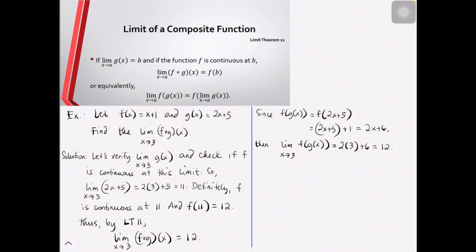If you don't know about this limit of a composite function, this is one way to verify actually if the limit of a composite function is correct. So yes, you may solve for the f of g of x first. In this case, that would be f of 2x plus 5, which would be equal to 2x plus 5 plus 1, which is 2x plus 6, right? And when we say limit of f of g of x as x approaches 3, that would be definitely 12 there.